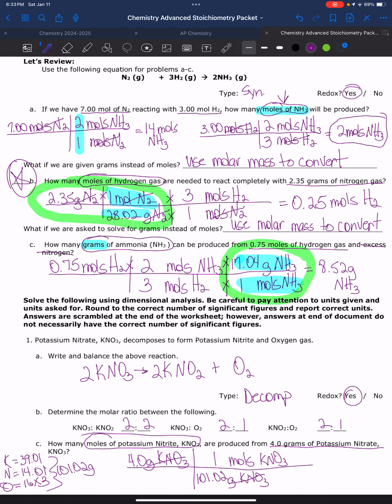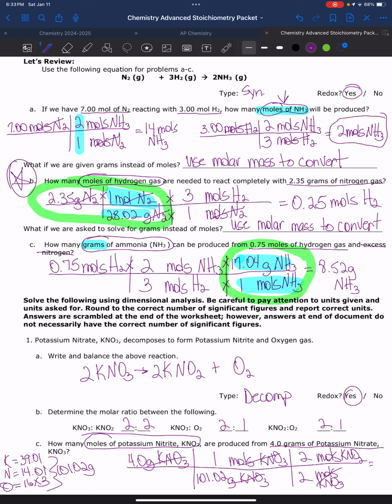So now I'm going to finish my mole to mole conversion and bring my moles of KNO3 down, and I'm looking for moles of KNO2. So my coefficient for KNO2 is a 2. Coefficient for KNO3 is also a 2. Cancel out moles of KNO3, and we're left with what we were looking for.